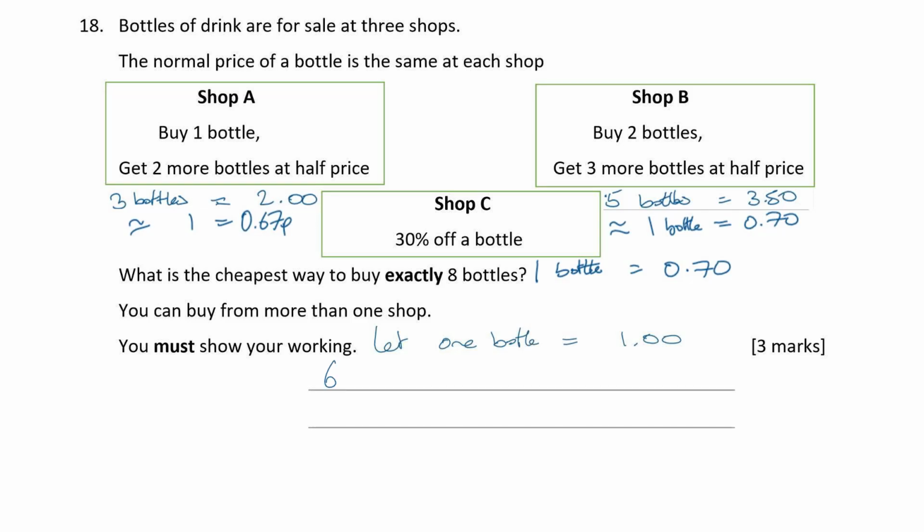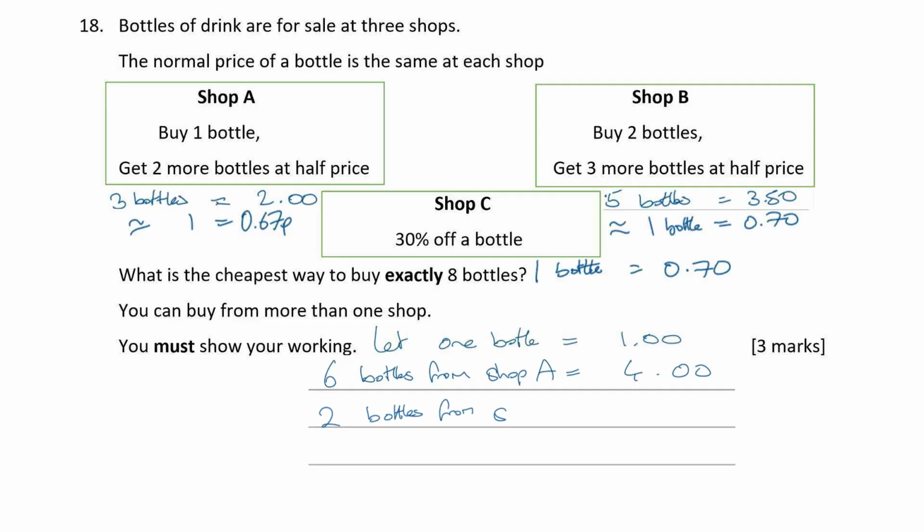So we're going to be buying 6 bottles from Shop A, which is going to cost us £4 maths pounds, and I'm going to buy 2 bottles from Shop C, sorry, which is going to cost me £1.40, making a total of 8 bottles costing £5.40.